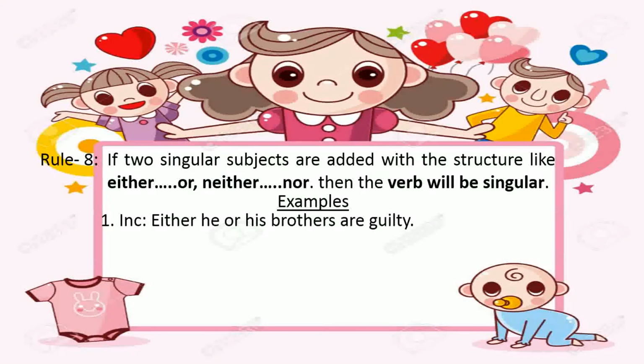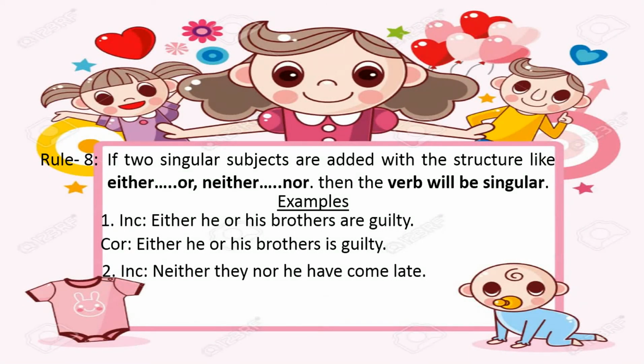So either he or his brothers are guilty. So here we find the same structure as mentioned in the rule. So the verb will be singular. Either he or his brother is guilty. Okay, next example. Neither they nor he have come late. So here we have a similar structure as the rule, either or, neither nor. So the verb will be singular. So neither they nor he has come late.